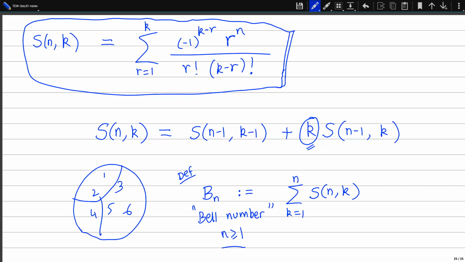So in other words, it's the sum of all the Stirling numbers where k is now allowed to vary, if k goes from 1 to n. So this is called the Bell number, and the Bell here, by the way, refers to the name of a mathematician. This is E.T. Bell, who sort of popularized these numbers almost 100 years ago.